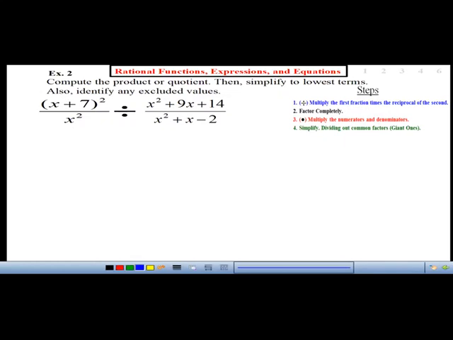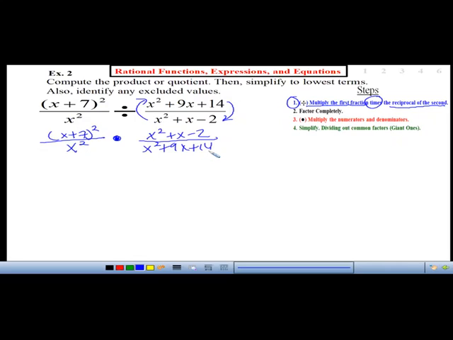All right. Here we go. Let's do the first step together. It says multiply the first fraction times the reciprocal of the second. So that means the first fraction stays the same. So I'm going to bring it down. x plus 7 squared over x squared. We're going to multiply that times the reciprocal of the second. What do we need to do for the reciprocal? Some of you say, just flip it, Mr. Q. All right. So then we write x squared plus x minus 2 over x squared plus 9x plus 14.